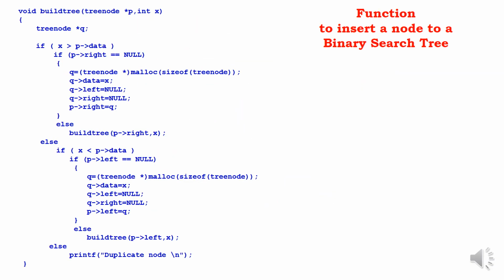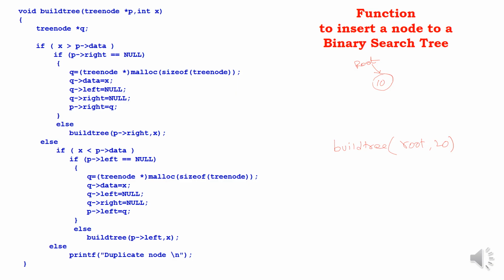Let me explain the function to add a node to a binary search tree. For example, assume that there is a binary search tree with only one node. Say, let us take a node with information 10, which is the root node. Left is null, right is null. Now, I'm trying to add a node with some function. I'm calling the build tree function, build tree root comma 20. I want to add a node with information 20.